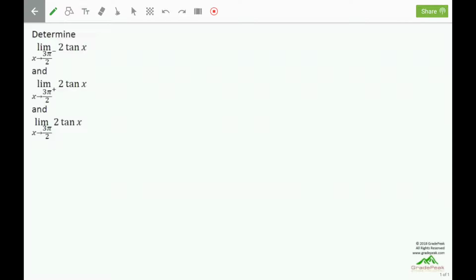Determine the left-sided limit and the right-sided limit and the two-sided limit as x approaches 3 pi over 2 of 2 tangent of x. Each of these involves the limit as x approaches 3 pi over 2 of 2 tangent x. The first thing to do is try plugging 3 pi over 2 in for each of the x's.